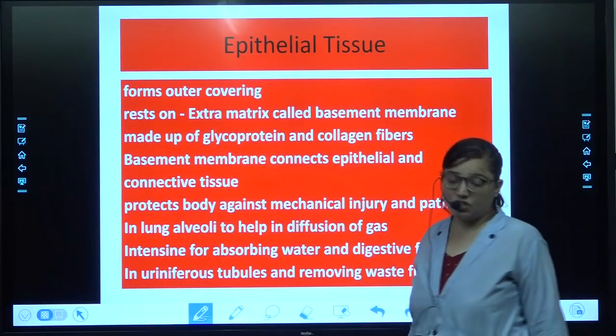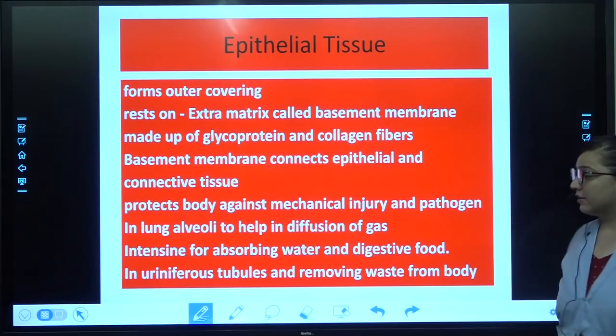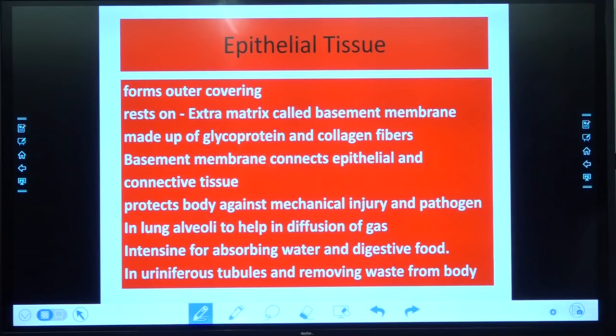Read it. Just read it. Then we'll move on to the next type of epithelial tissue. Be quick and read.